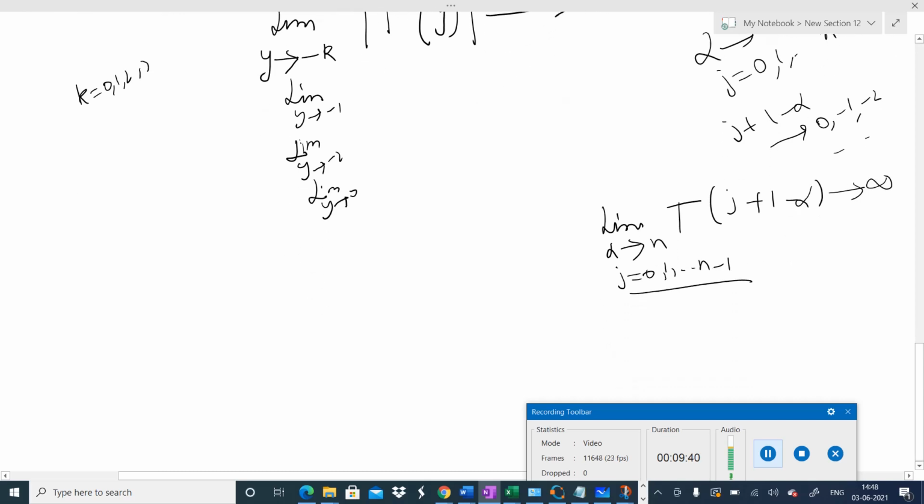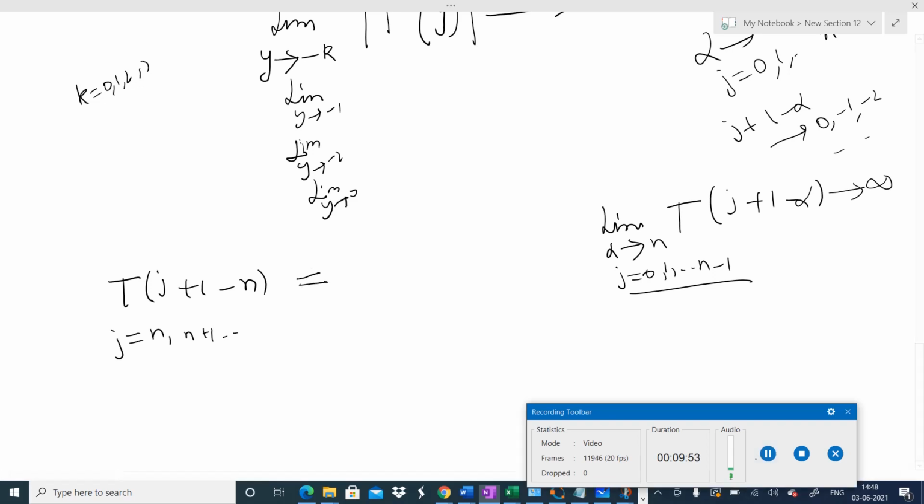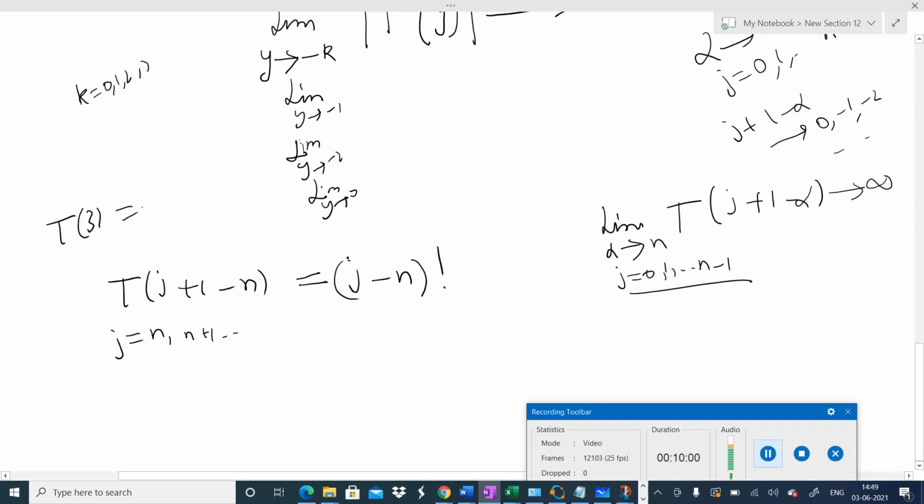And for all other values, suppose for all other values means j plus 1, I will now let alpha equal to n directly here, and for j is equal to n, n plus 1, so on and so forth, it will become the famous formula, it will become j minus n factorial, right? You know that gamma of 3 is 2 factorial, gamma of 4 is 3 factorial, so gamma of n plus 1 is n factorial. So it is here gamma of j minus n plus 1. Okay, so that is why it is j minus n factorial.